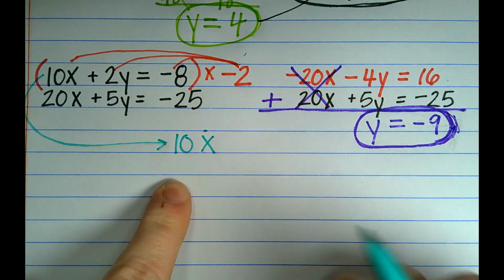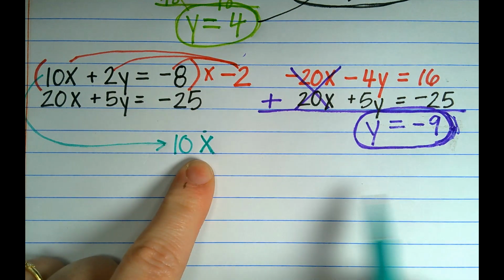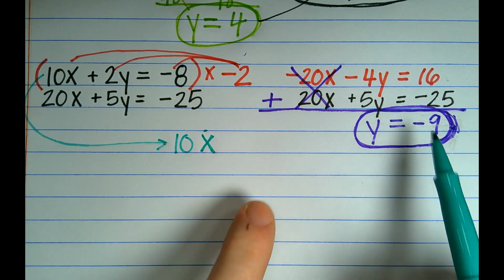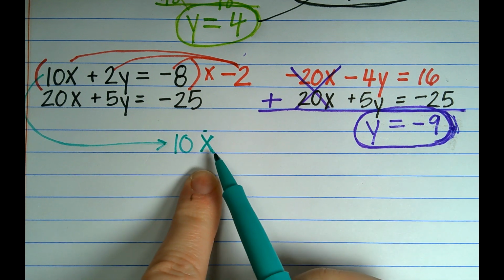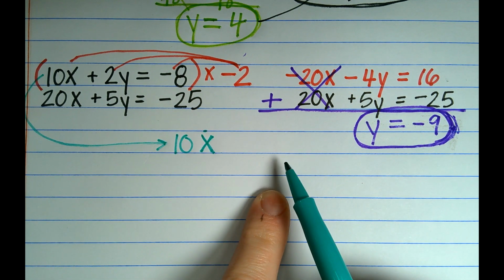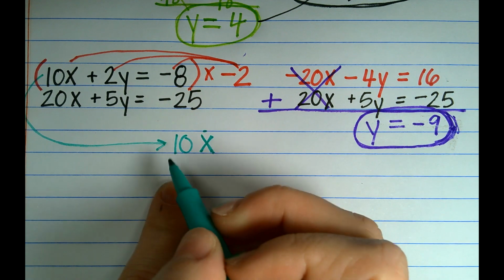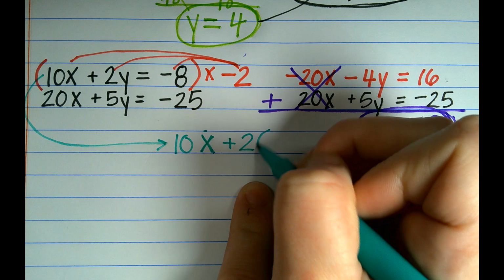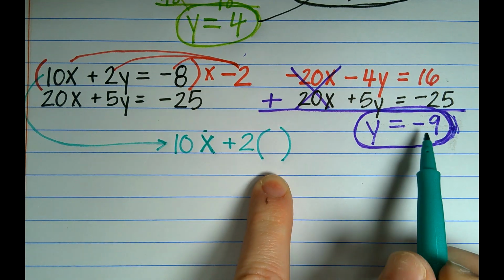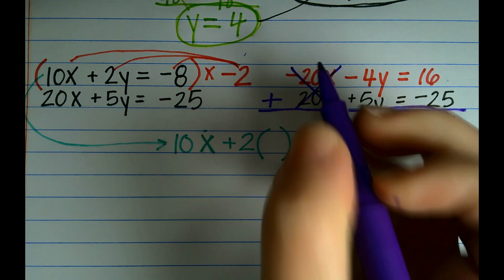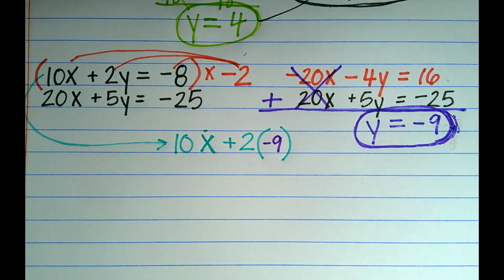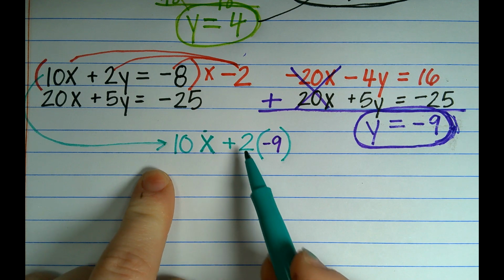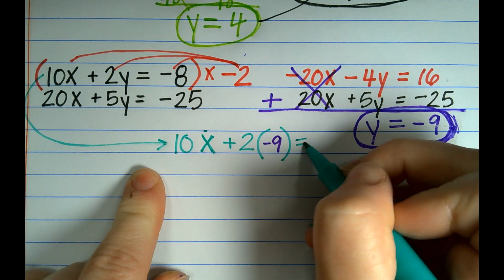Now here's where I see mistakes in this method. You're used to replacing x. Pay attention that we solved for y first this time. Don't plug -9 in for x. Plug it in for y because that's the one we found. So 10x plus 2y. Instead of y, we're putting -9. So 10 times x plus 2 times -9 equals -8.